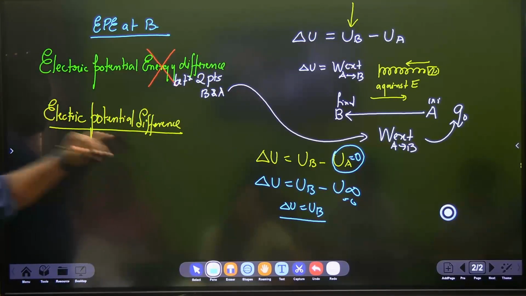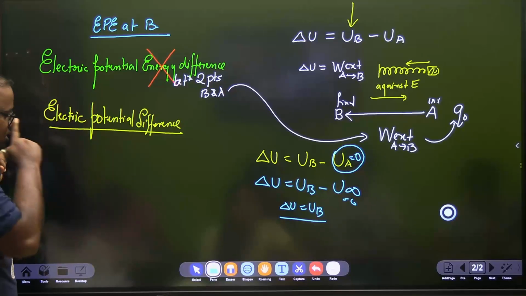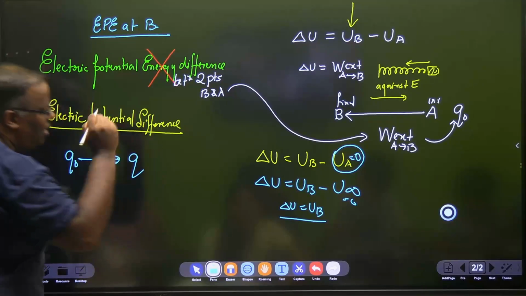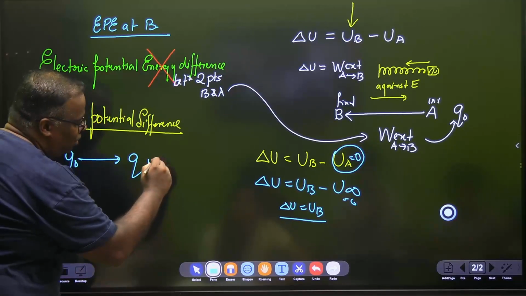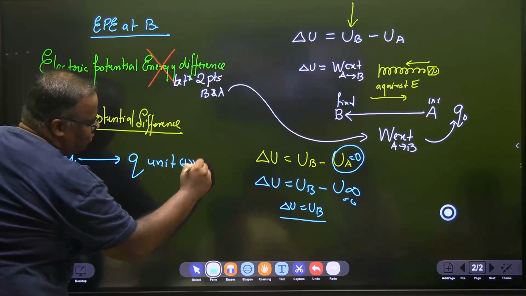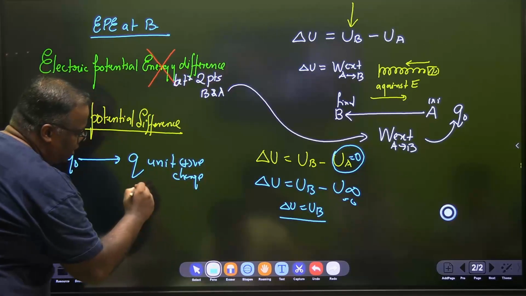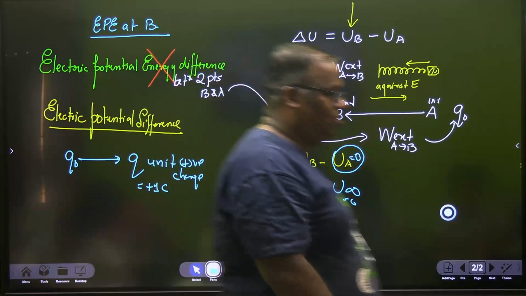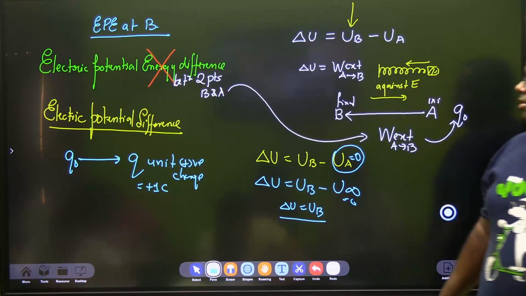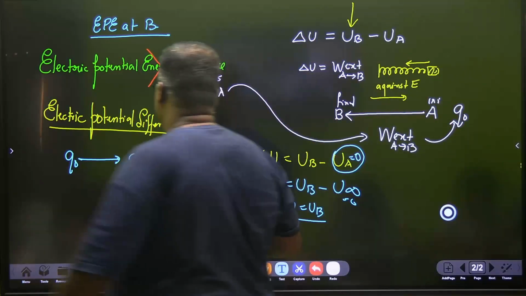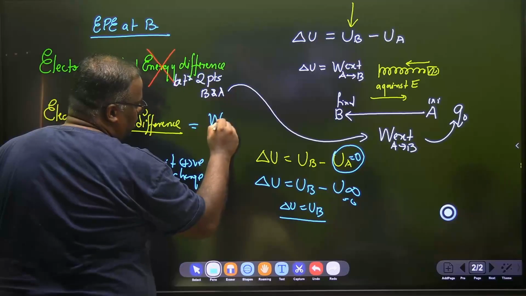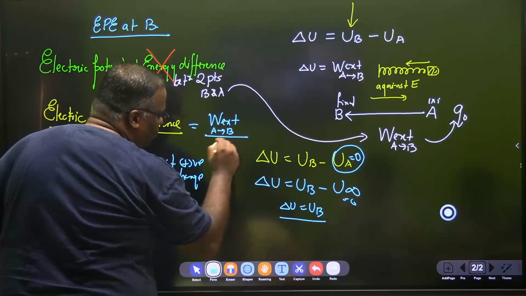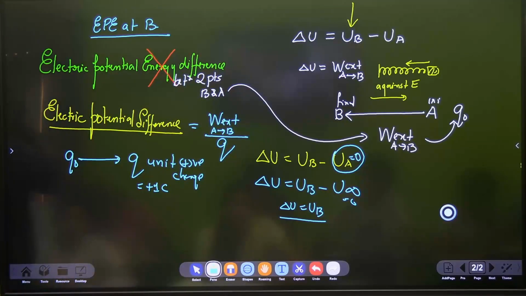We need to study electrical potential difference. In electrical potential difference, it's just a simple thing. The test charge is replaced by any charge, and this is called unit positive charge. What does this mean? This has a value of +1 coulomb. And this is known as the external work done in moving a charge from A to B per unit positive charge.